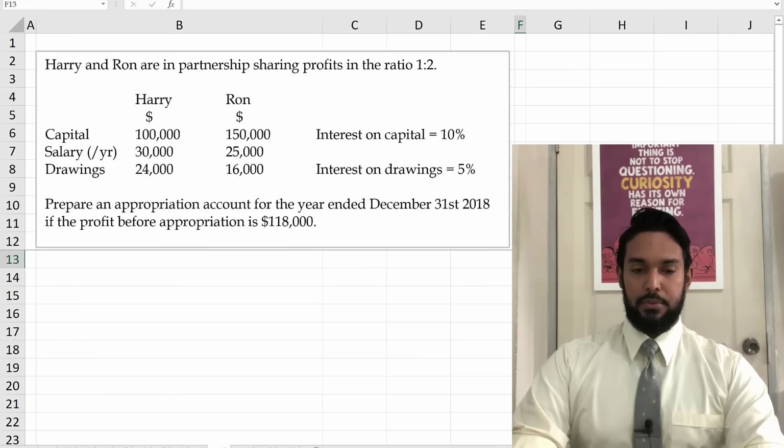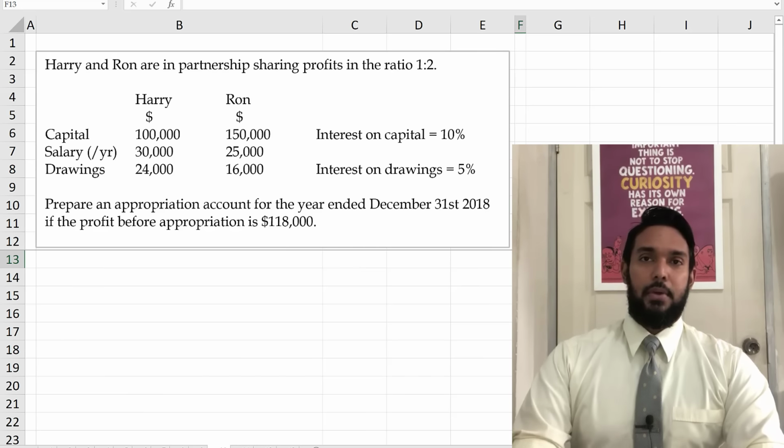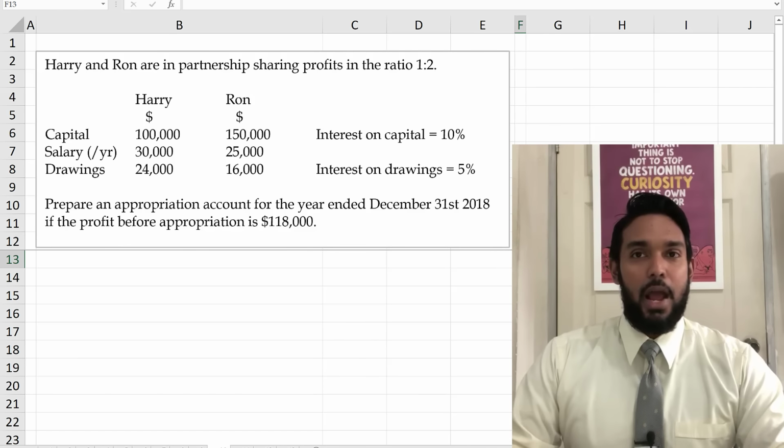Let's take a look at the next example. So Harry and Ron, well, I'm pretty sure you can guess who. If you can't guess who these are, then I'm real old.